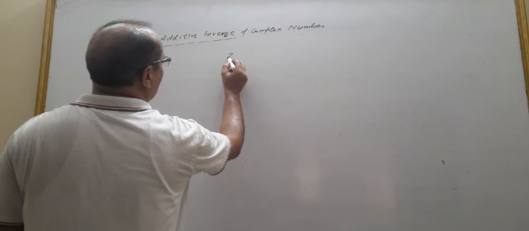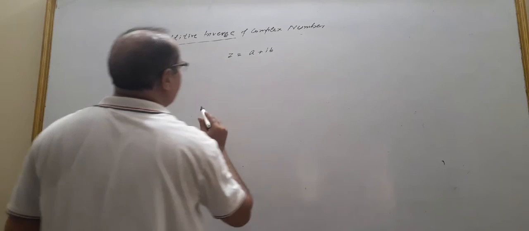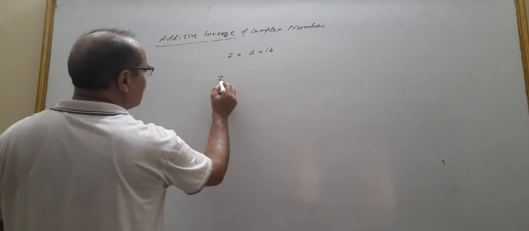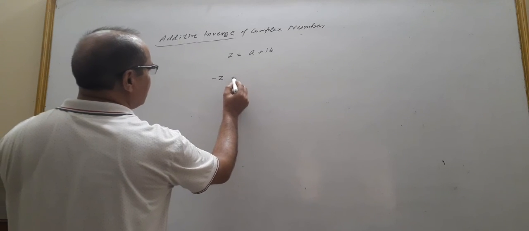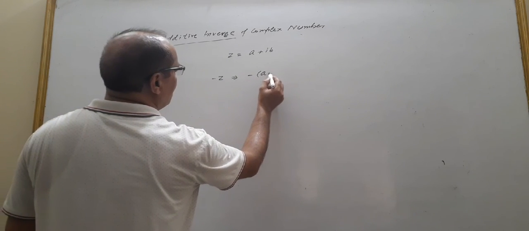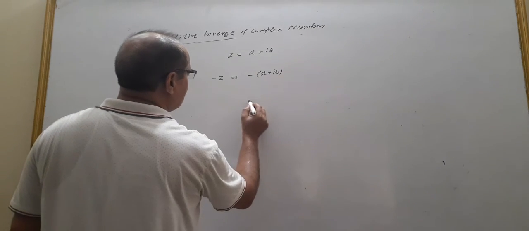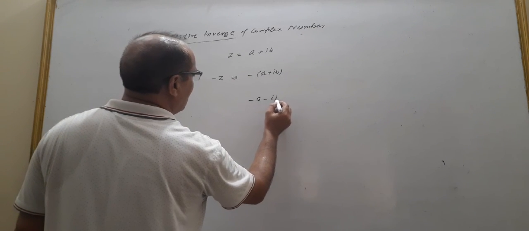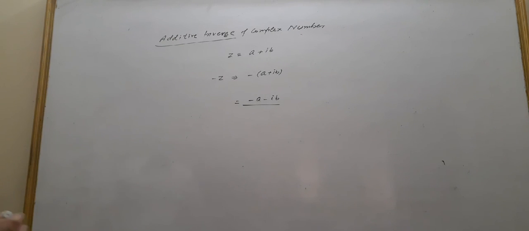You know that the complex number is denoted by z, and we defined it as a plus iota b. Then the additive inverse of this will be the negative of this, that implies negative of a plus iota b. So therefore, the additive inverse of this becomes minus a and minus iota b. The simple way to remember this is you have to change the sign of all the terms containing the complex number.